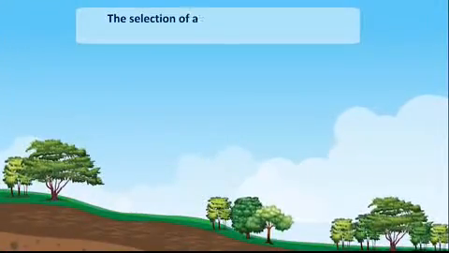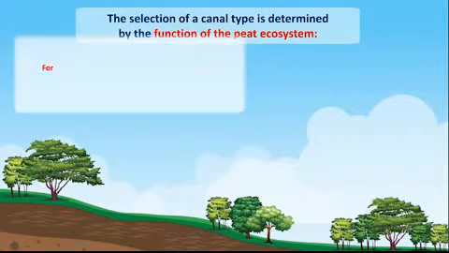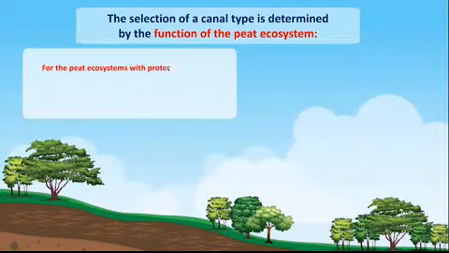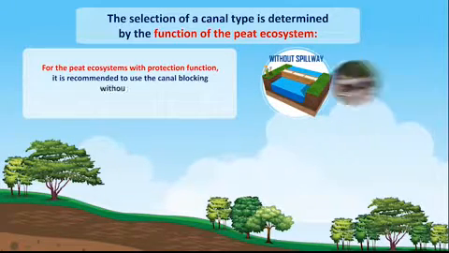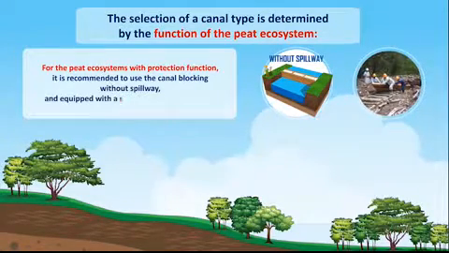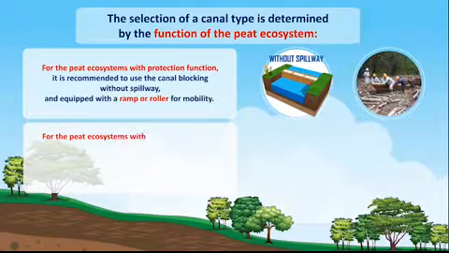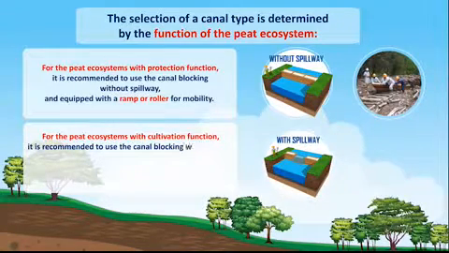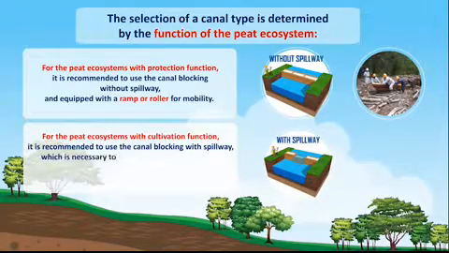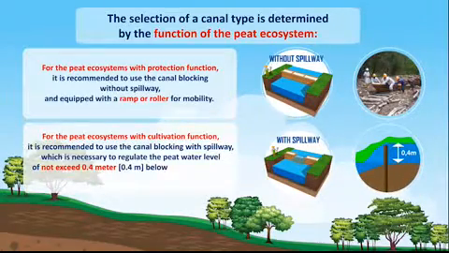Selection of a canal type is determined by the function of the peat ecosystem. For the peat ecosystems with protection function, it is recommended to use the canal blocking without spillway and equipped with a ramp or roller for mobility. For the peat ecosystems with cultivation function, it is recommended to use the canal blocking with spillway, which is necessary to regulate the peat water level to not exceed 0.4 meter below the peat surface.